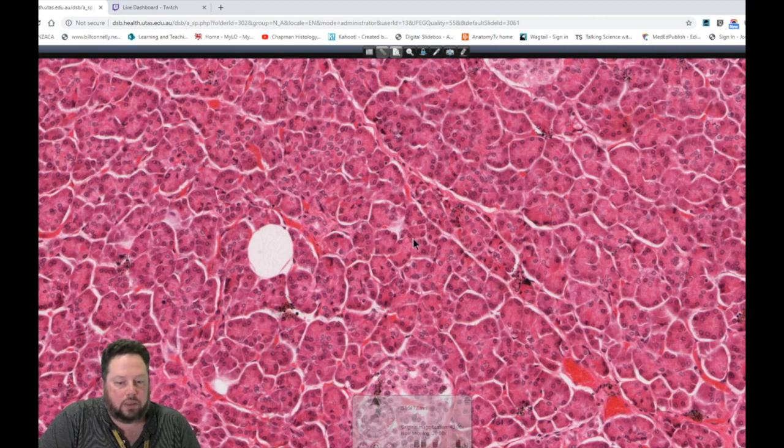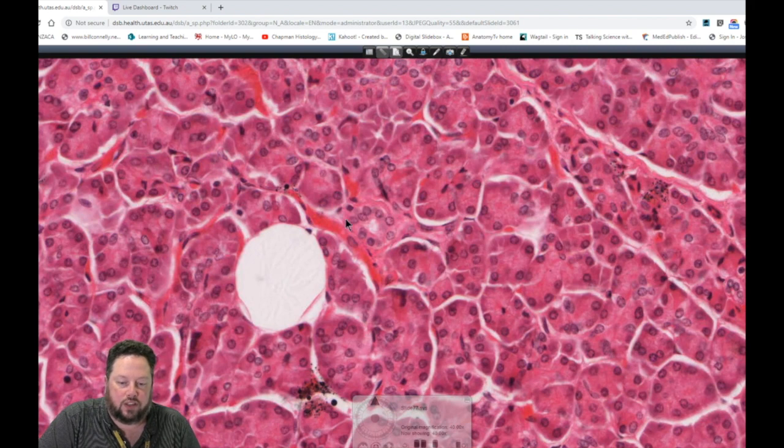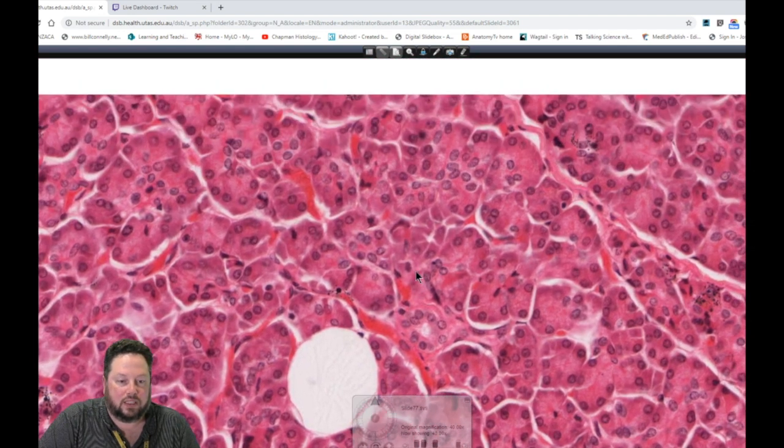Oh, there's the duct, of course, just as I sort of stop looking. See this nice simple cuboidal type of epithelial lining. You can see it's receiving the secretions through this duct here.